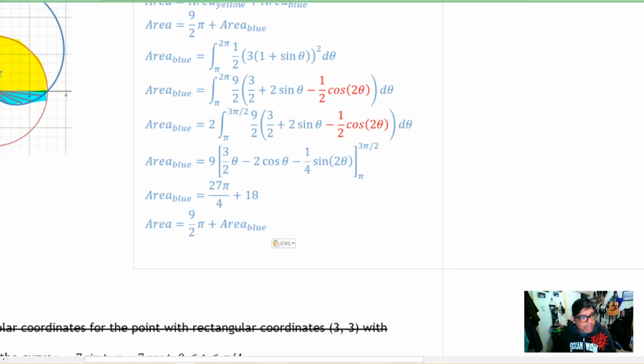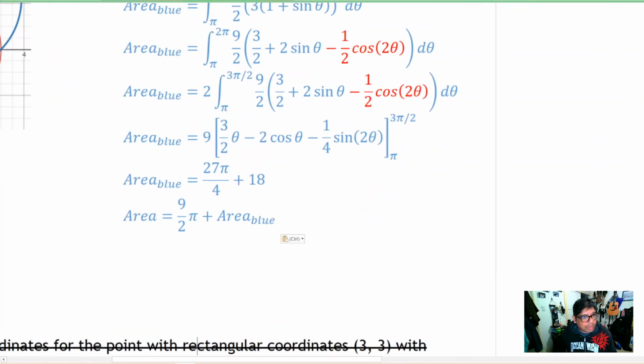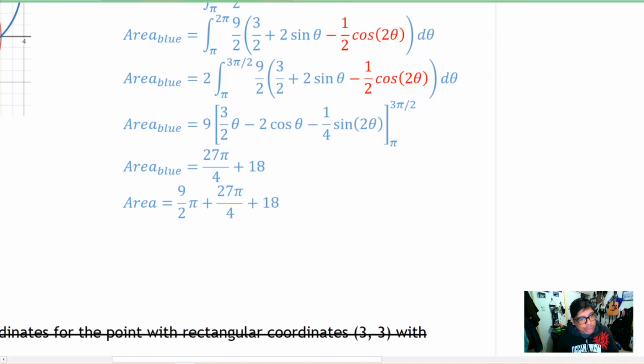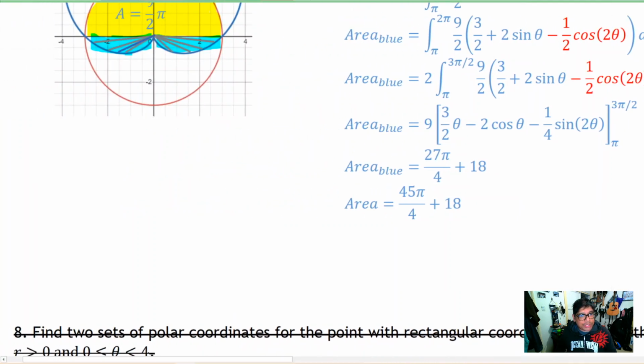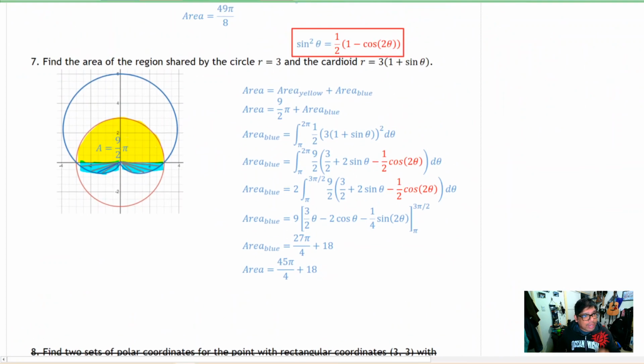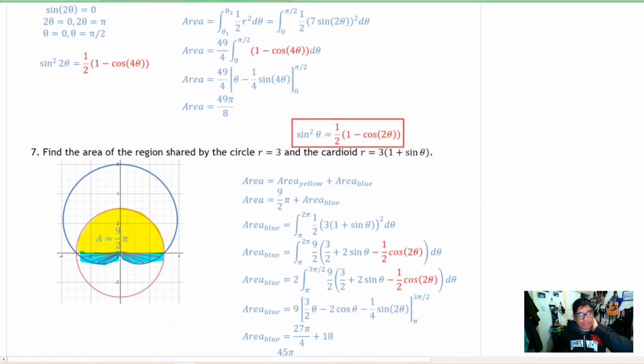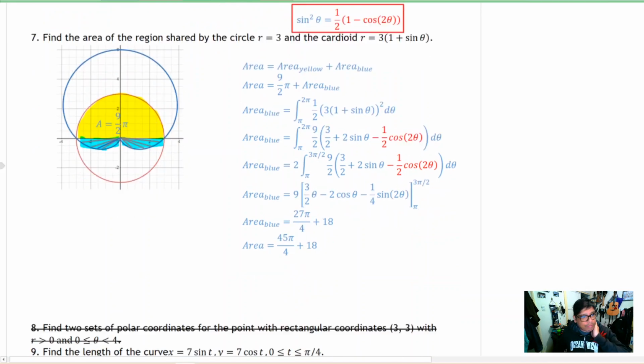So our total area is 9 pi over 2 plus the area of the blue section. The area of the blue section is 27 pi over 4. We'll start combining terms together. So we've got 9 pi over 2, which is 18 pi over 4, which is 45 pi over 4 plus 18. Okay, so that is our question number 7, and we've done 2 really difficult problems so far. Maybe we can catch a break for the next one.